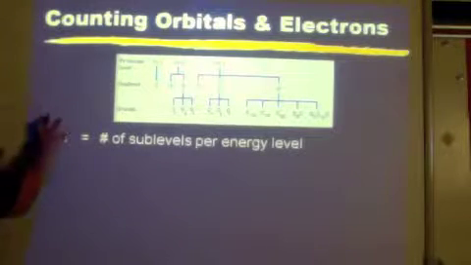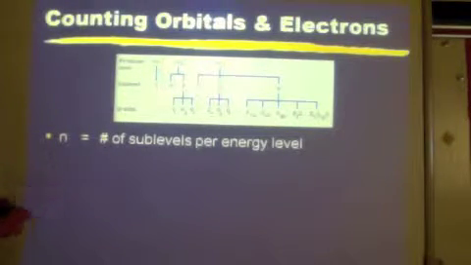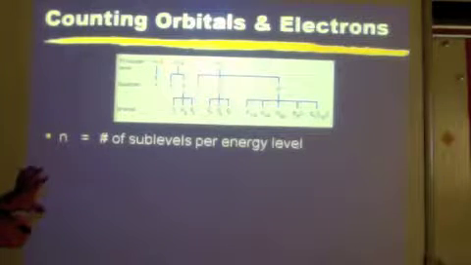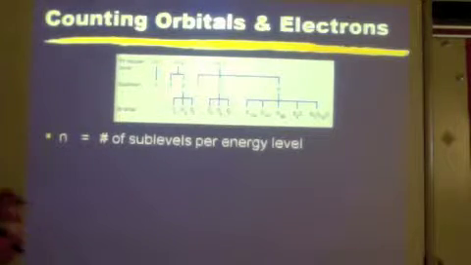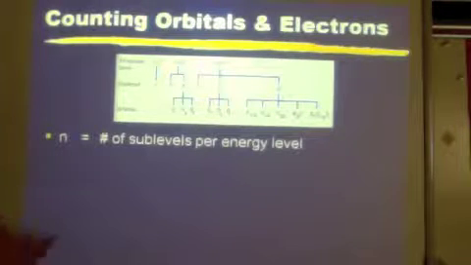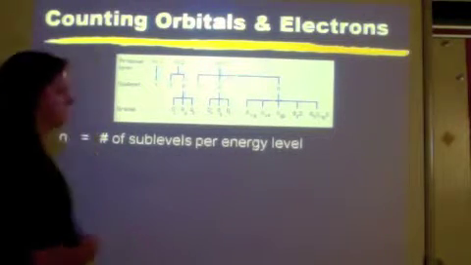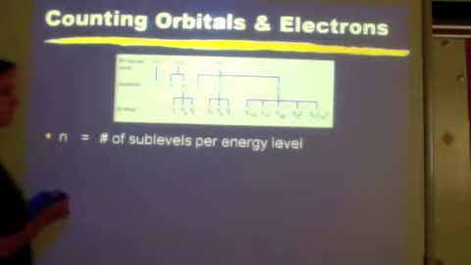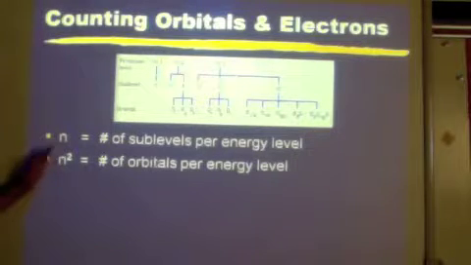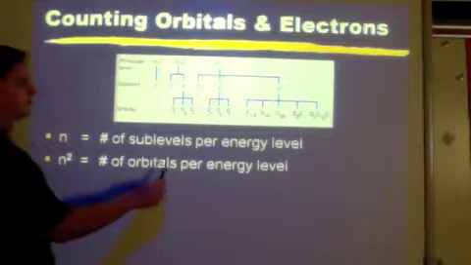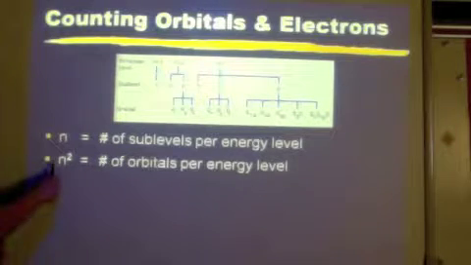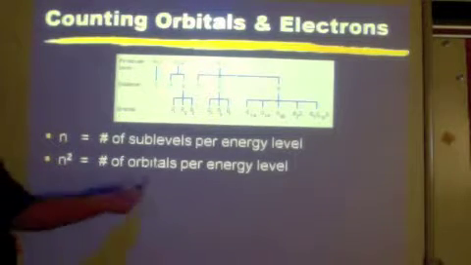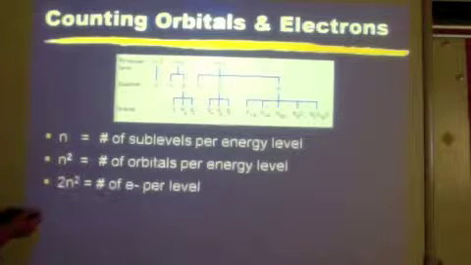Okay, this is a very, extremely important slide. You've got to understand what n tells you and things that you can calculate based on n. So the first thing, n stands for energy level. So if I say n equals 2, then you are on energy level 2. But it also tells you the number of sublevels per energy level. So if I say energy level 2, then that means there are 2 sublevels. If you do n squared, this is the number of orbitals per level. So energy level 2, 2 squared is 4. So there's 4 orbitals per energy level.